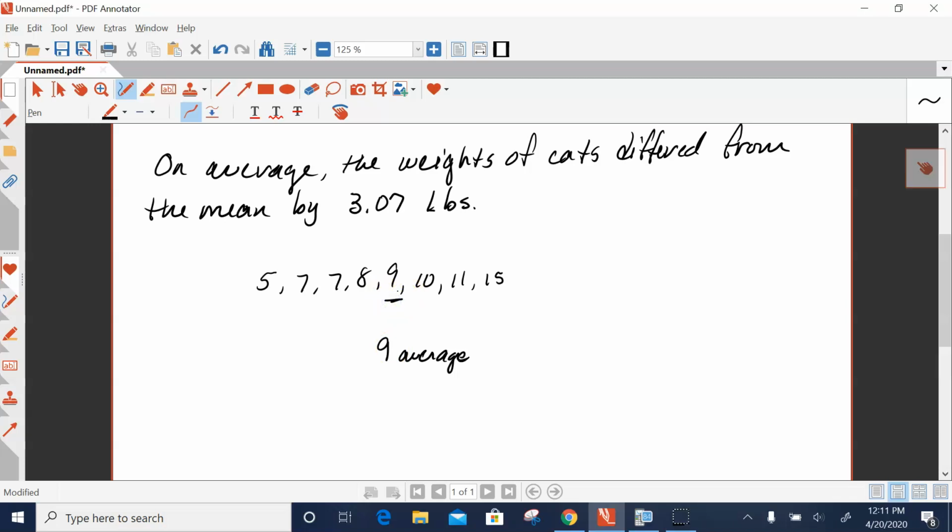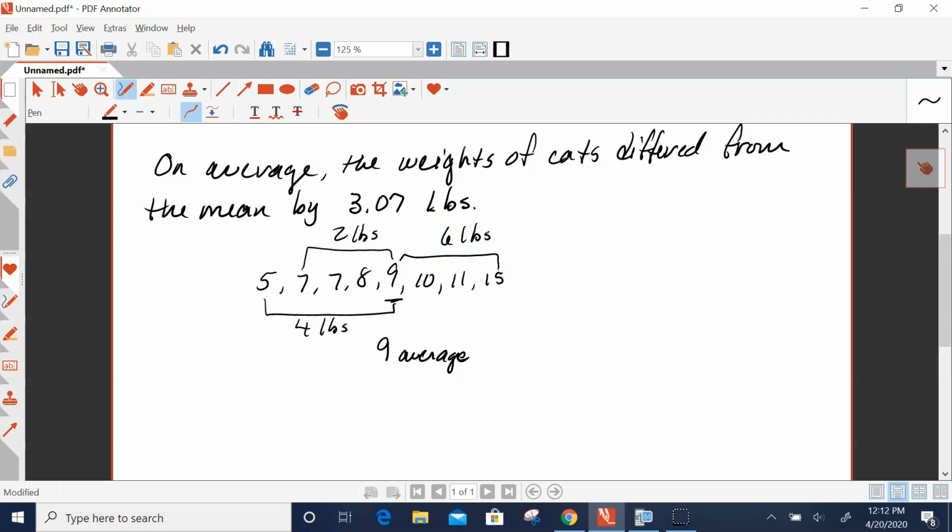So how far is 5 from 9? 5, 6, 7, 8, 9. So it's about 4 pounds away. How far is 7 from 9? Well, it's about 2 pounds away. How far is 15 from 9? It's 6 pounds away. And so on.